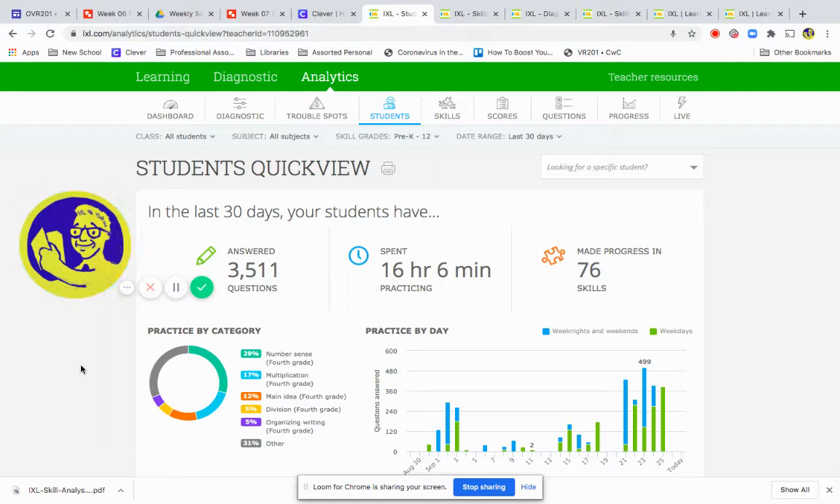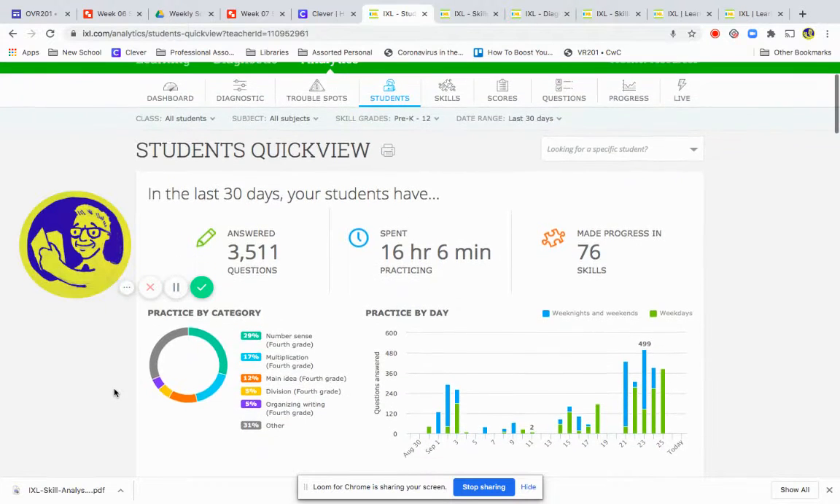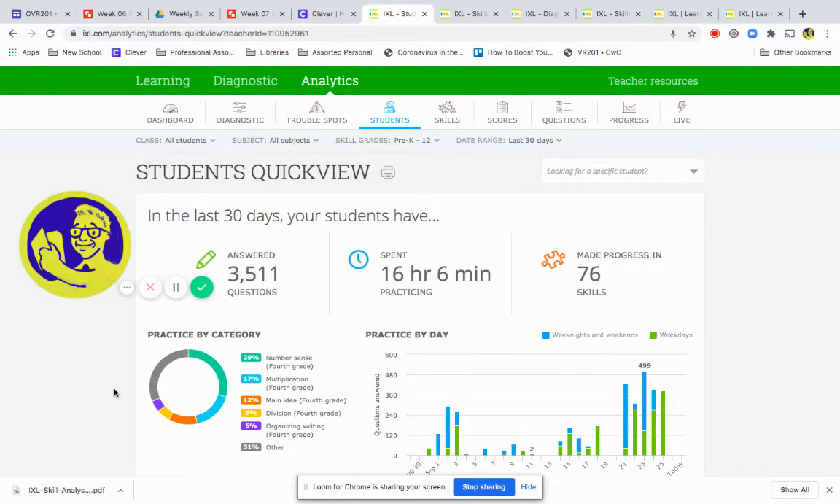Corcoran trying not to hover over things. This is my third attempt at walking through IXL here. And every time I point at things, I wind up pulling up student information. So I'm trying not to do that.